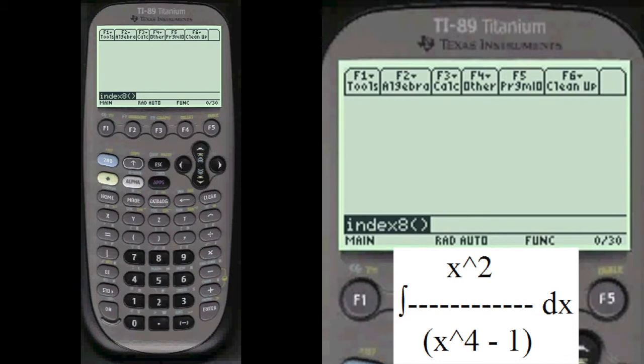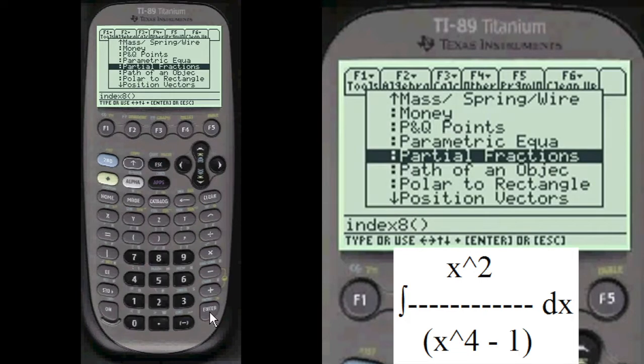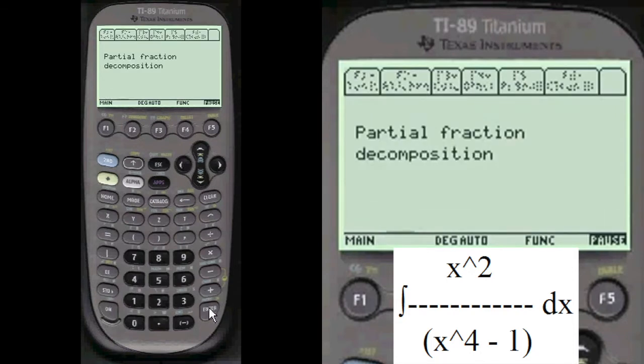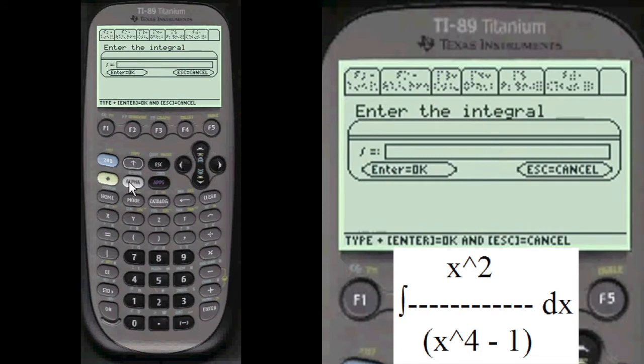I'm going to do another partial fraction one, a little bit more difficult. Each one is a little bit different that you need to learn about. So let's do it. Index 8 to get to my menu. I'm already at partial fractions, but you'd scroll to this because it starts at the top generally. Have to press alpha before you enter anything in here.